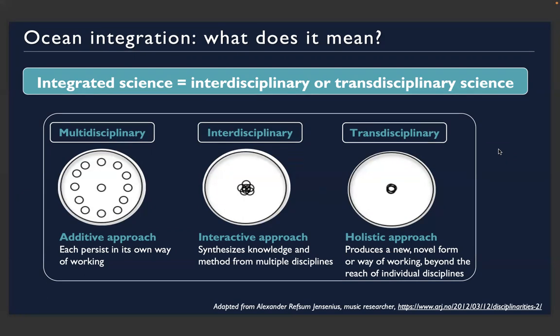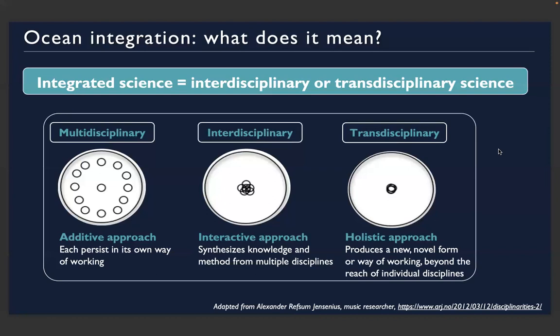So a multidisciplinary approach will be an additive approach. Each discipline persists in its own way of working, and then you want to combine them at the very end of the process. Whereas an interdisciplinary process is more an interactive approach where you synthesize knowledge and methods from multiple disciplines. You see in the image, the cycles slightly overlap each other. And then finally, the highest degree of integration will be a transdisciplinary approach, when all cycles form just one cycle. It's a complete holistic approach. It produces a new, novel way of working that is beyond the reach of individual disciplines.